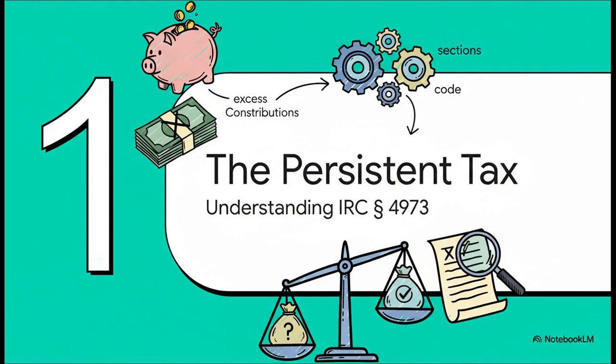All right, Section 1, the persistent tax. First things first, we need to understand the crime scene, right? And to do that, we have to look at the law that defines it. And that's Internal Revenue Code, Section 4973.